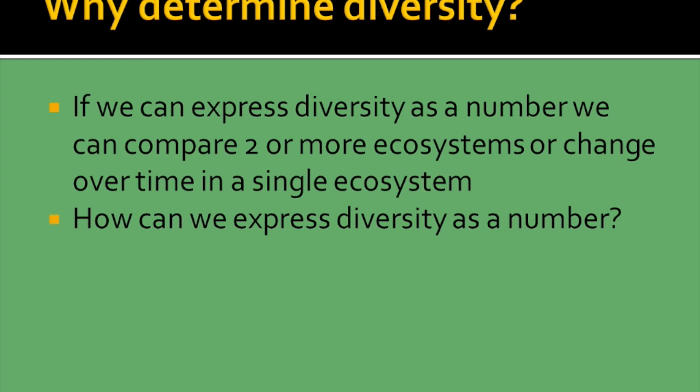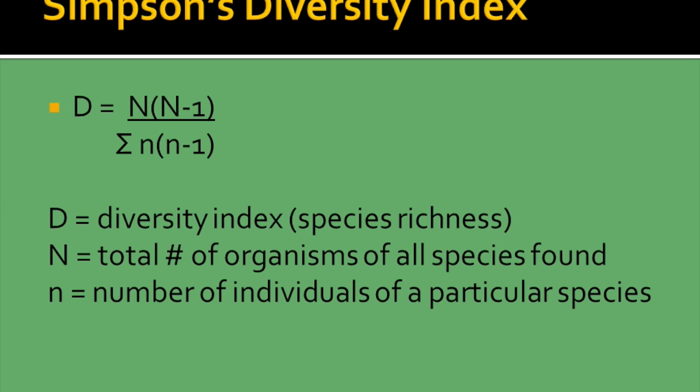It might be a factory that's built next to a stream. You look at the biodiversity before and after. It might be an ecosystem that was damaged by fire. You look at the diversity before and after. Or you might want to compare the diversity of two different biomes. So the easiest way to do that is to come up with a number that we can compare. So we're going to use another formula. This one is called Simpson's Diversity Index.